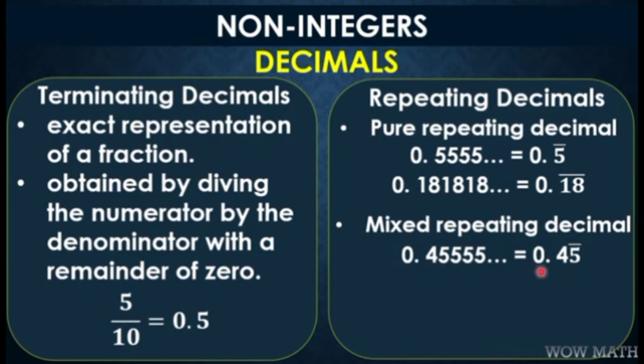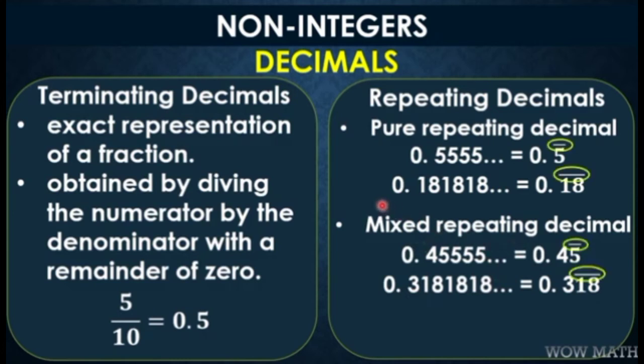So what you're going to do is write 0.45. Dun tayo maglalagay ng bar sa 5 kasi si 4 hindi naman repeating. The only repeating digit is 5, so we're going to place the bar above 5 only. Another example, I have 0.3181818... Ganun din, I'm going to place the bar above 1 and 8. Hindi kasama si 3 kasi si 3 ay hindi naman repeating. These two are examples of mixed repeating decimal.